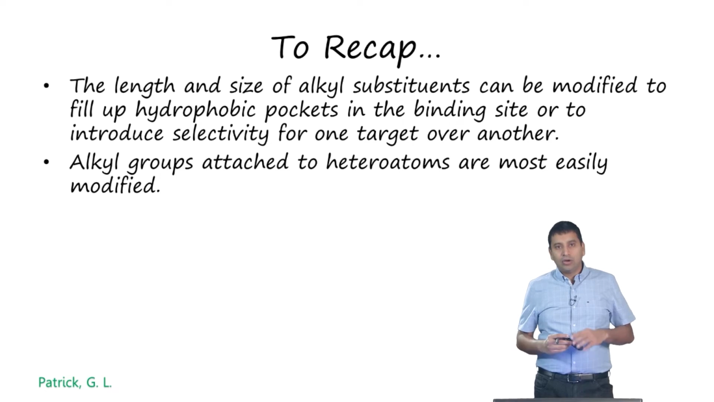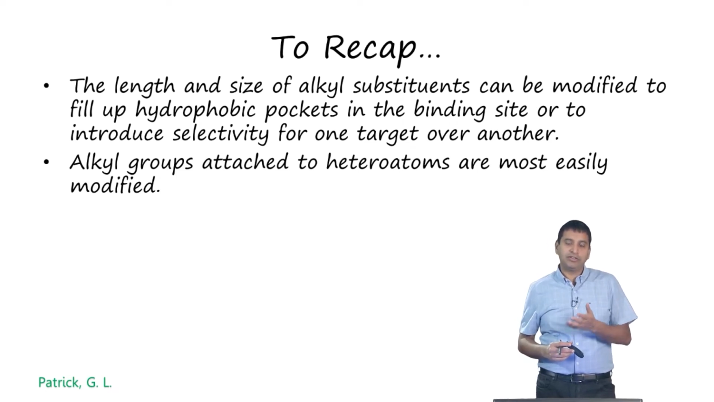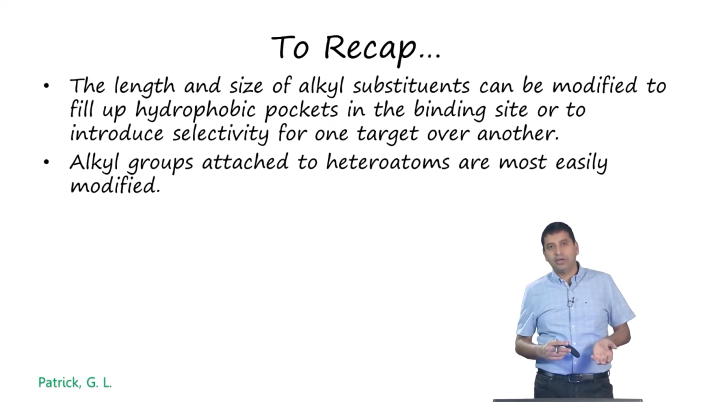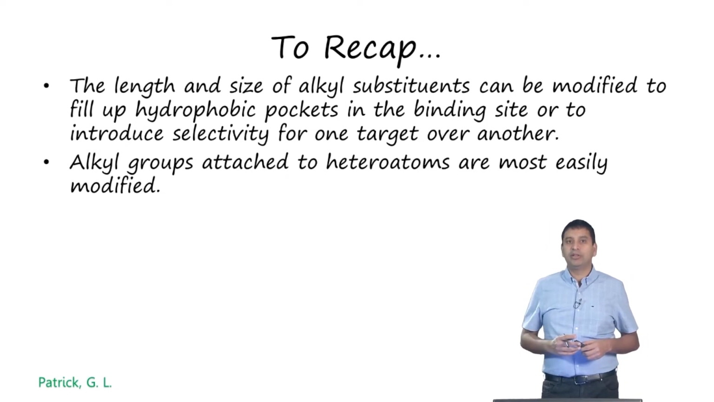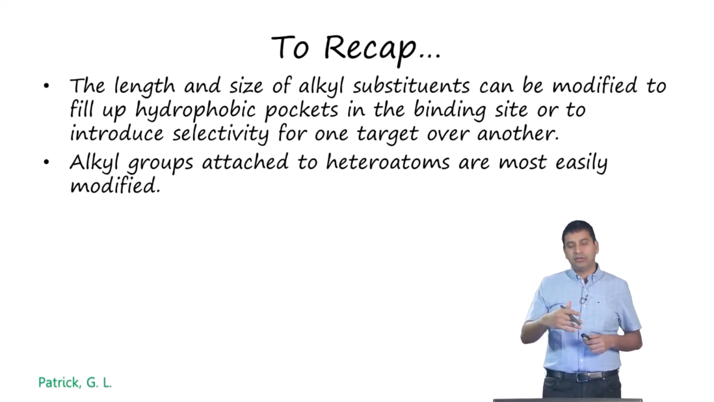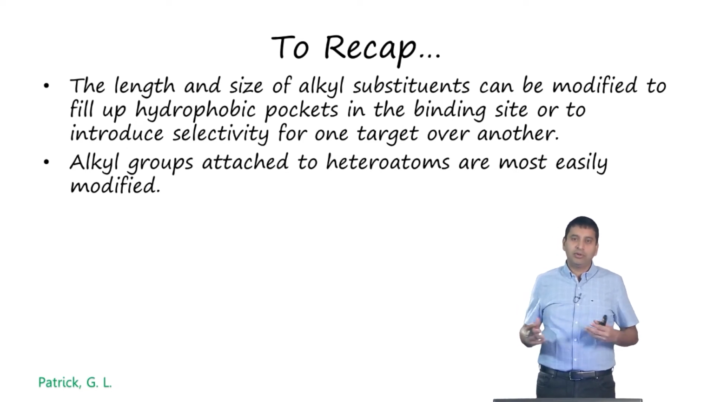Now, in order to do this, there are very systematic ways of optimizing the interactions, and that's what we looked at previously. So for example, if there is a hydrophobic pocket in the binding site, then we can change the length and the size of the alkyl substituent, so that we can fill up the hydrophobic pocket in the binding site. And this also may help with introducing selectivity of one target over the other. Now, alkyl groups which are attached to a heteroatom are actually easier to modify, because you can do it through nucleophilic substitution, for example, you can convert it to an ethyl, butyl and so on.